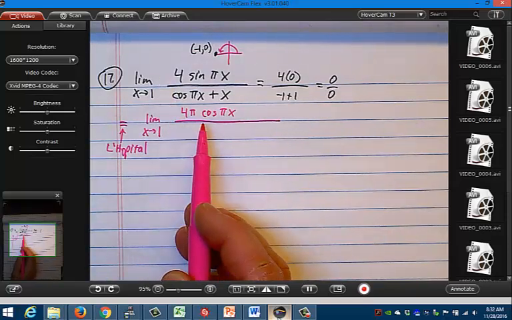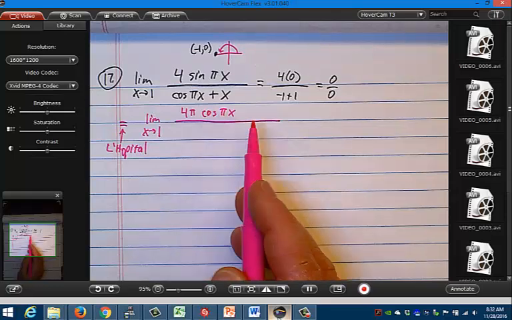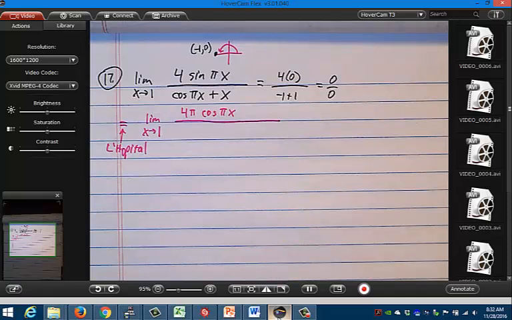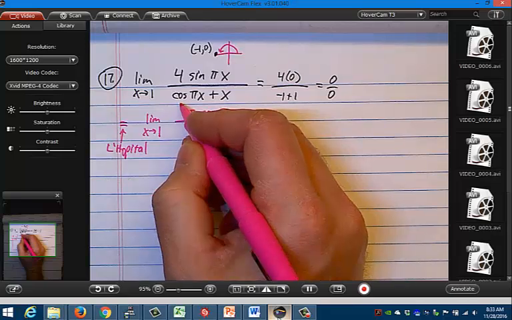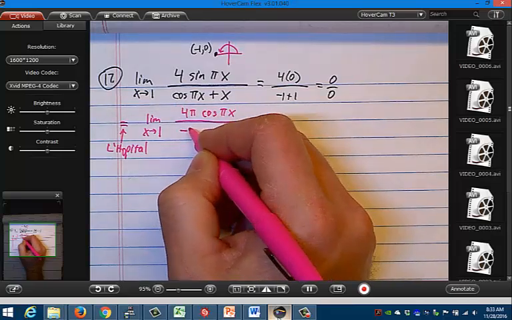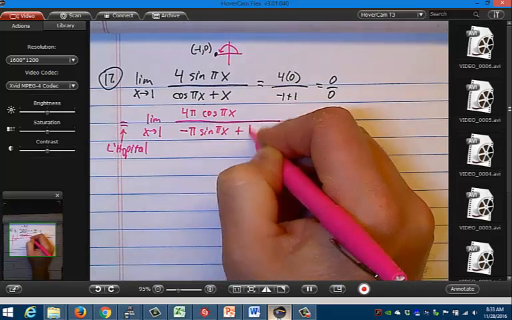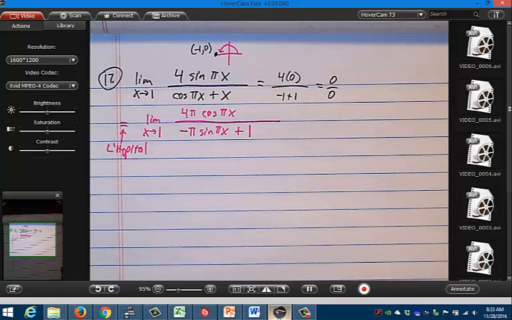Why did I multiply by pi? That's the derivative of what's inside. That's the chain rule, right? What's the derivative of pi x? Just pi. Kind of like what's the derivative of 7x? Just 7, right? So that's that piece. Now when I take the derivative of the denominator, the derivative of cosine is negative sine, so this will be negative pi sine of pi x, and then plus 1. That's okay?